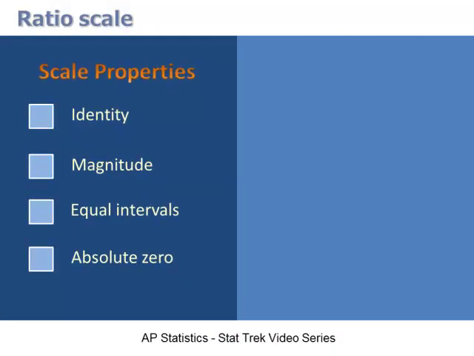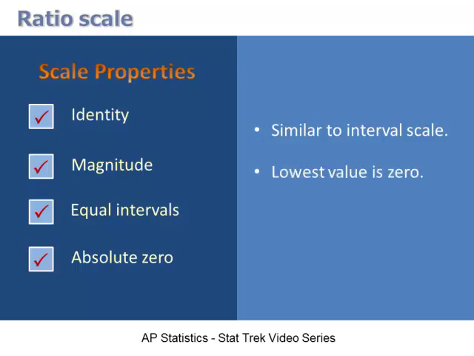The ratio scale of measurement satisfies all four of the properties of measurement: identity, magnitude, equal intervals, and an absolute zero. Ratio scales are similar to interval scales in that they allow arithmetic operations like addition and subtraction. The main difference is that the lowest value on a ratio scale is 0. The weight of an object would be an example of a ratio scale. With weight, there is an absolute 0, since objects cannot weigh less than 0 pounds.